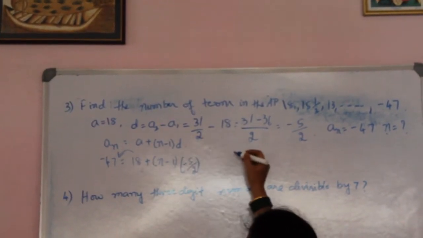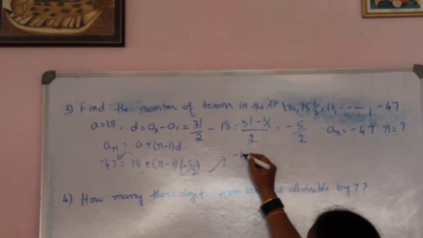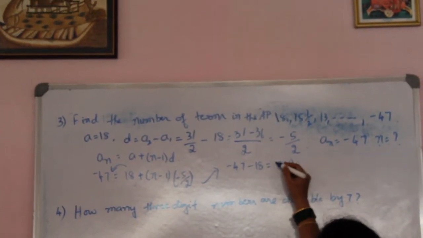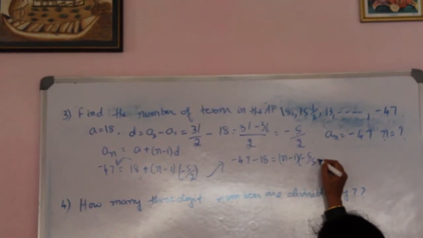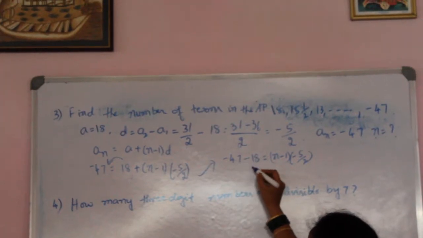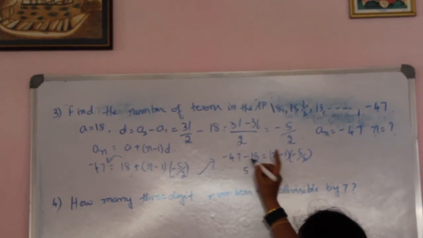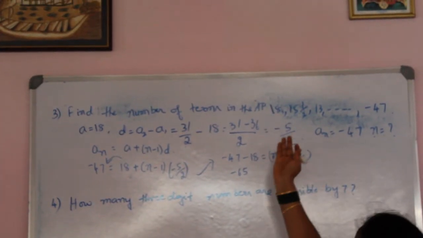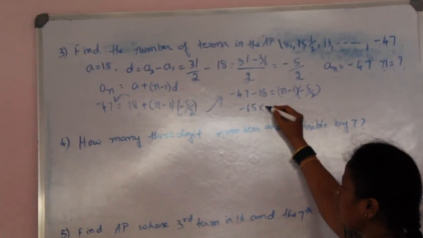Now transpose 18 to this side. Then it becomes minus 47 minus 18 equals (n minus 1) into minus 5 by 2. Subtract. When both are minus, we should add. 8 plus 7 is 15, 1, 4 plus 1 is 5, plus 1 is 6. So minus 65. Transpose this minus 5 by 2 to this side.